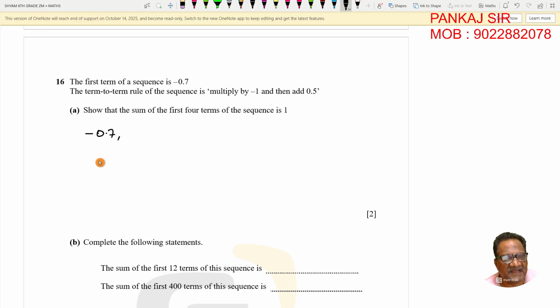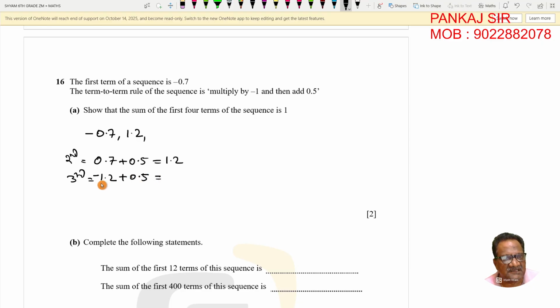So this is my first term. If I multiply by minus 1, it will become 0.7. So my second term is the first term multiplied by minus 1, which is 0.7, and then I add 0.5 raised to 1, that is 0.5. So my second term is 0.7 plus 0.5, that is 1.2. That lets me go for the third term. The third term will be the second term, 1.2, multiplied by minus 1, so minus 1.2, and then add 0.5 raised to 1.